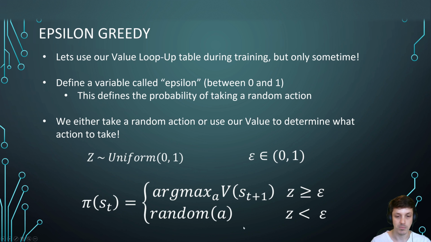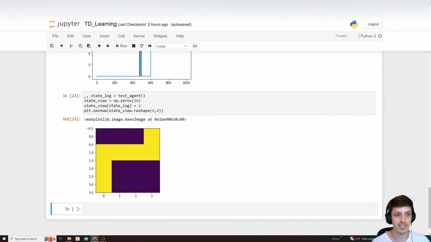Formally, this looks like this. We're going to randomly sample from a uniform distribution between 0 and 1, so all values have the same probability. We define some epsilon. It's probably going to be something like 0.3. Then if the randomly sampled value is larger than or equal to epsilon, we're going to take the action that gets us into the next state with the highest value, as we do at test time. If it's less than, we'll take our random action. So let's see how this performs.